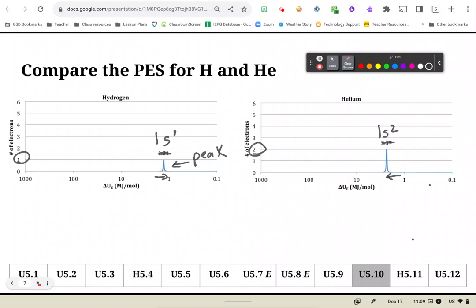This actually also goes back to Coulomb's law when we said that every electron feels the same amount of pull from the nucleus. So that's what we're seeing here, is that both those electrons feel the same pull because it takes the same amount of energy to remove them.